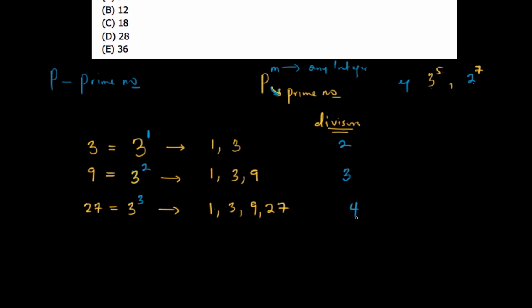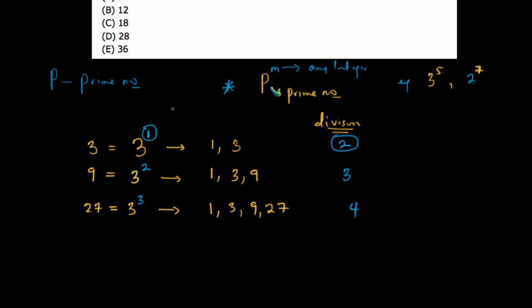Now what I want you to observe is that there is a relationship between the power you have here and the number of divisors you have here. Note the kind of numbers we are considering are numbers such that the base is a prime number. You can see 3 is a prime number, and the powers are integers. Now what is the relationship?